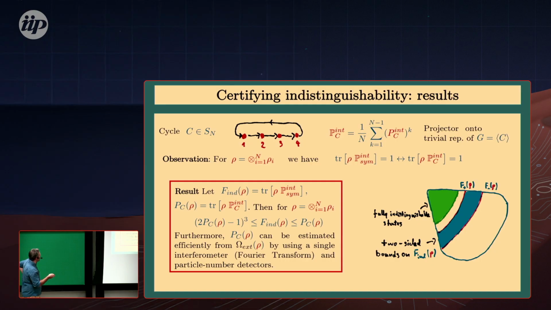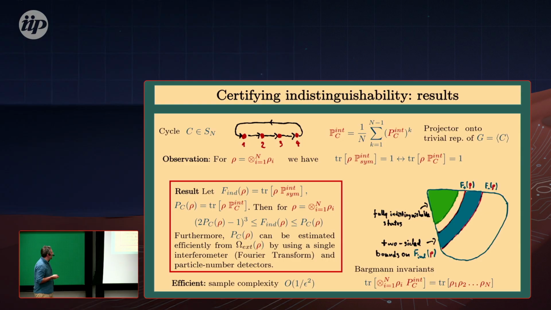With this expectation value. Furthermore, this number itself we can estimate efficiently by just a single interferometer, namely the Fourier transform that, for example, Ernesto was talking about, and simple post-processing. Geometrically, I have my set of fully indistinguishable states, and this criterion gives me upper and lower bounds on this fidelity that are fairly tight. The sample complexity of estimating this to additive accuracy is just 1/epsilon². It doesn't depend on the number of particles. So it's one circuit you run and repeat many times, then post-process.